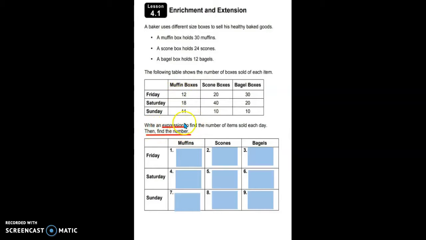What are they asking us to do though? They want me to write an expression. That means we're going to write out the problem. What is the problem that I used in order to solve this? To find the number of items sold each day, then find the number. So what's the problem that I can use in order to find out how many items they sold? I know that they sold 12 muffin boxes on Friday, and I know each muffin box holds 30 muffins. So what would be the expression that I would write in order to figure out how many muffins are sold on Friday?